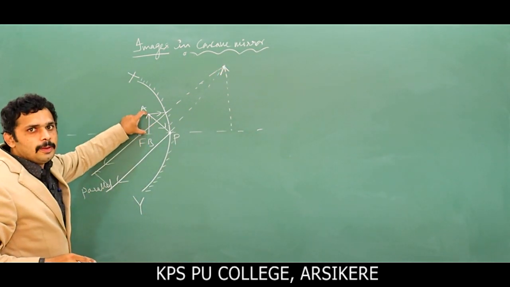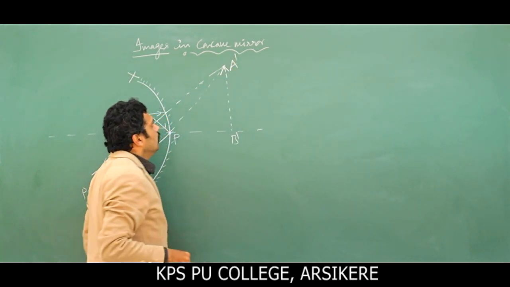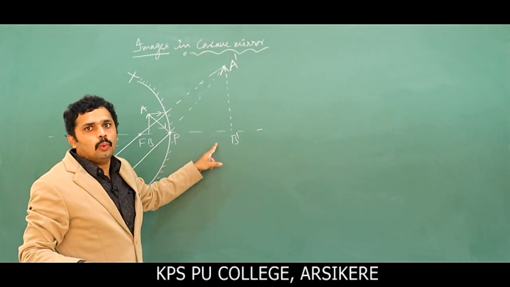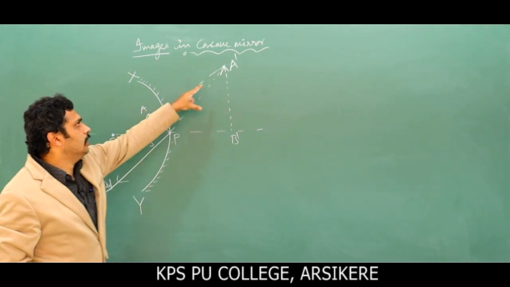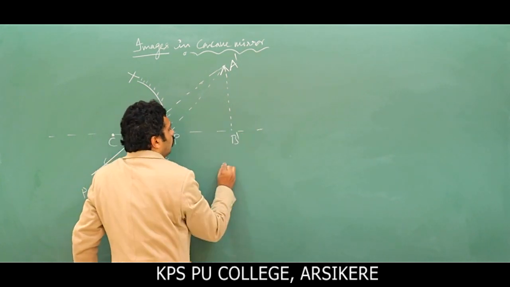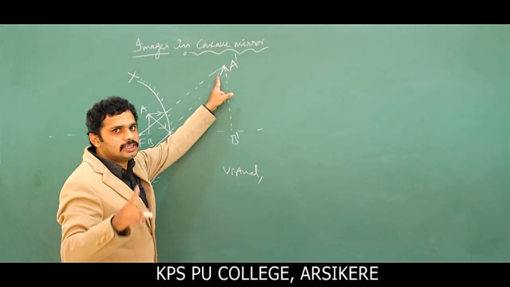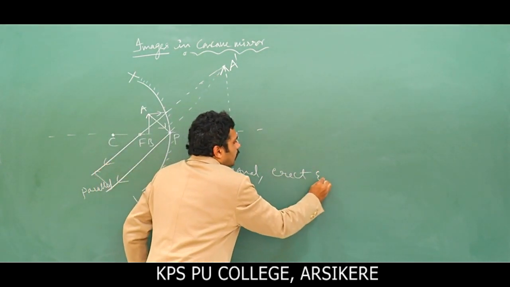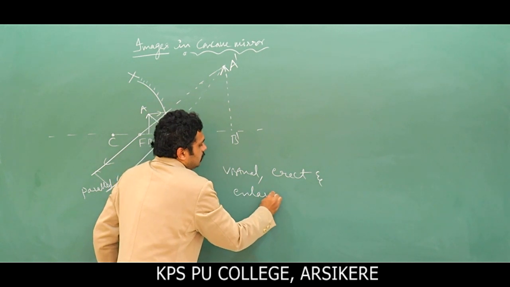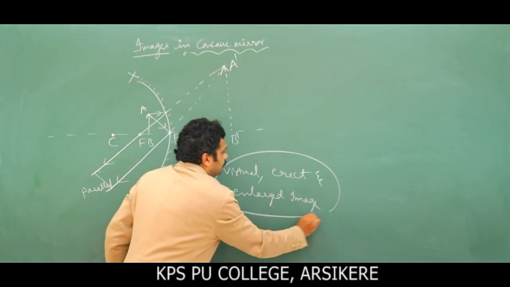AB is the object. A dash B dash is the virtual and enlarged image. AB is the real object. A dash B dash is the virtual, erect image. Virtual is always erect. Erect means upward. And an enlarged image is going to form.